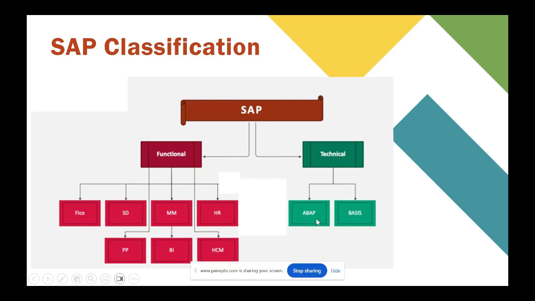What ABAP does and what BASIS does, we'll see. ABAP stands for Advanced Business Application Programming. The purpose of an ABAPer in the organization is to write code for any specific application. It is a development module where those who are good at coding become ABAP consultants. Those who are not interested in coding concentrate on the administration part. That is BASIS. It is related to administration activities.